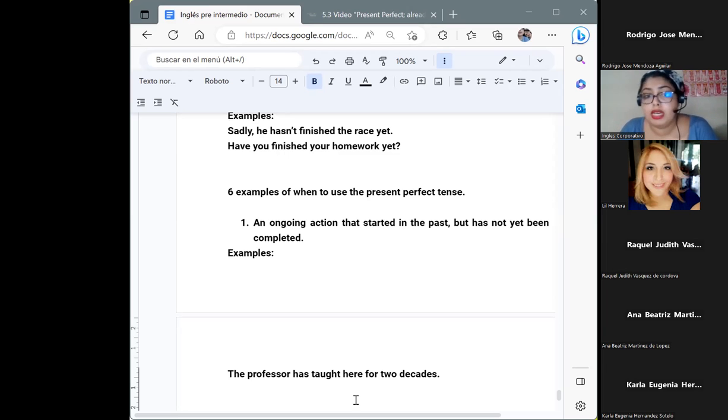So in that kind of action, in that kind of statement, we can see this kind of explanation related to ongoing actions that started in the past, but have not yet been completed because there is more time to complete that action in the future.